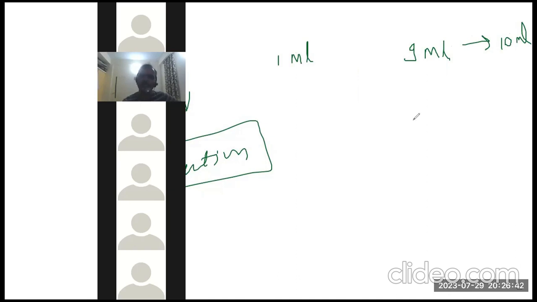Because in a total of 10 ml, you have only 1 ml. So 10 divided by 1, it is a 10 times dilution.